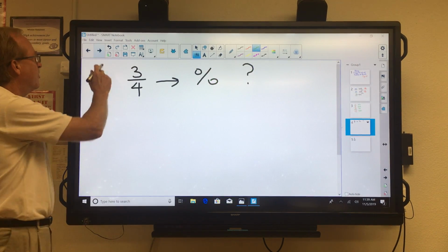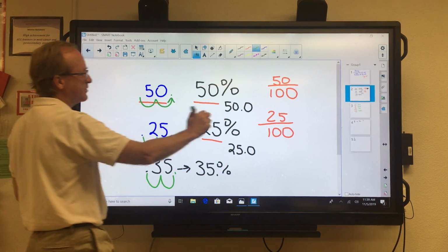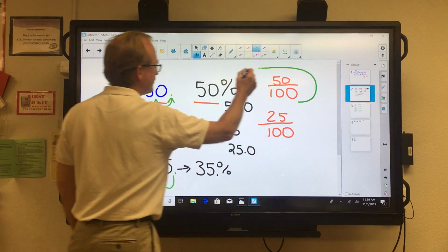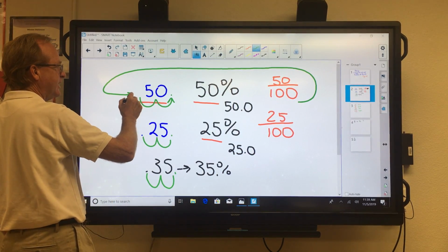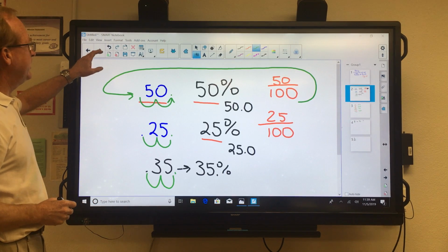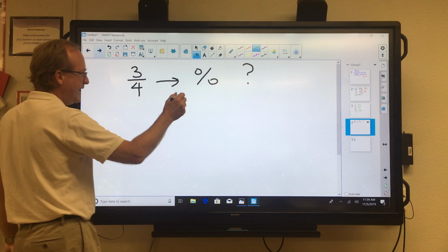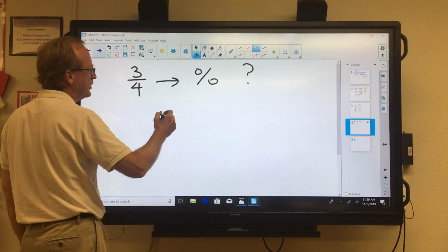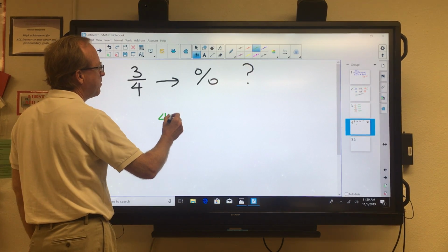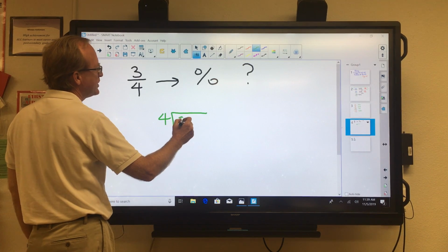Now, you're probably wondering, can I wrap this around? Can I convert this fraction back to a decimal? And the answer is yes, you can. To convert a fraction back to a percent, what you do is you divide the bottom into the top.